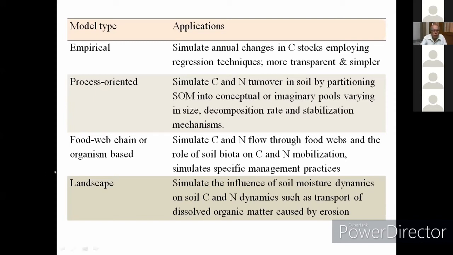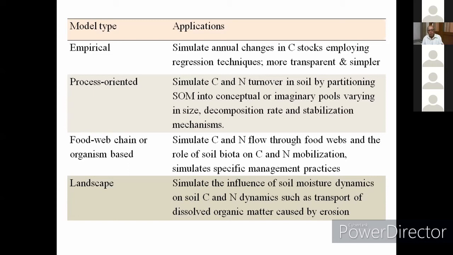Then comes the third category of models, which we call food web models or food chain models. They are similar to carbon flux models, similar to process-based models, but they go towards the organisms. That means how the organisms utilize carbon. They are more concerned about resource use, which is mobilization and immobilization. But they are basically aimed at modeling or simulating specific activities, management practices, specific management interventions, and how they affect the food web, the biodiversity, and the growth and decay of the organisms.